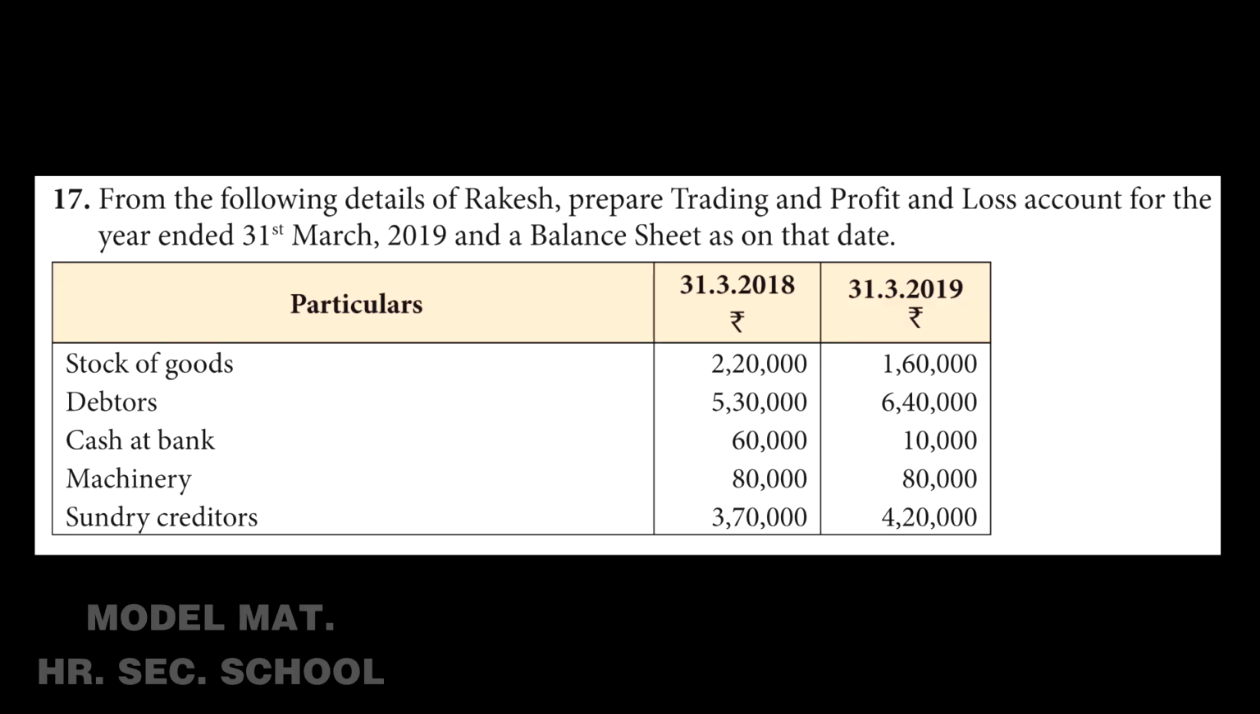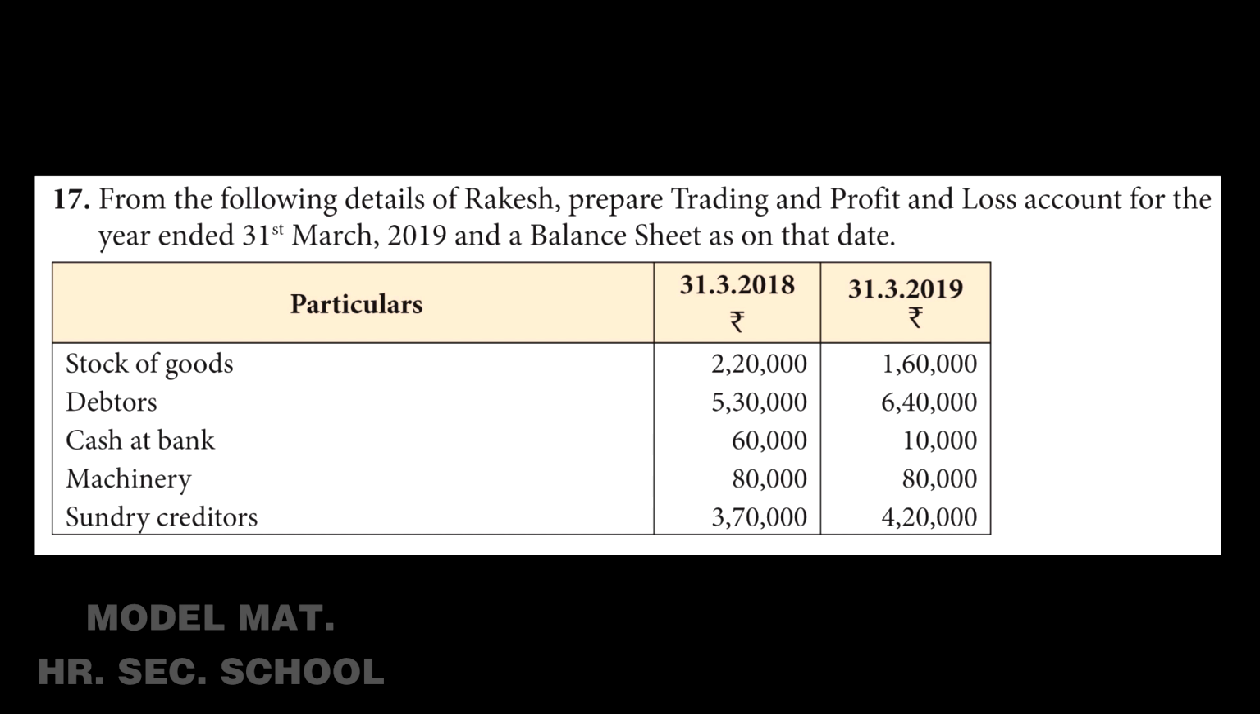So now we will move on to question number 17, page number 35 from your textbook. If you don't have the textbook, just watch the screen. I will read the question for you first, then understand the question, then we will go to the sums. Look on to the screen. From the following details of Rakesh, prepare trading and profit and loss account for the year ended 31st March 2019 and the balance sheet as on that date.